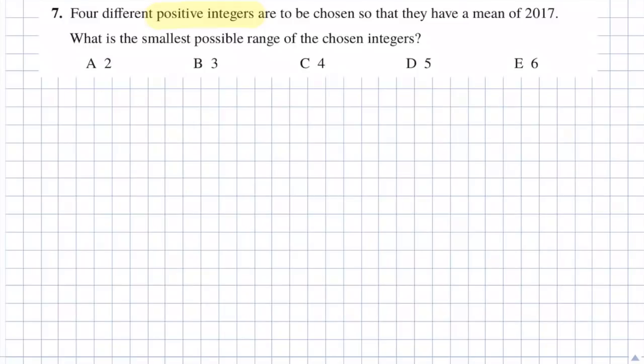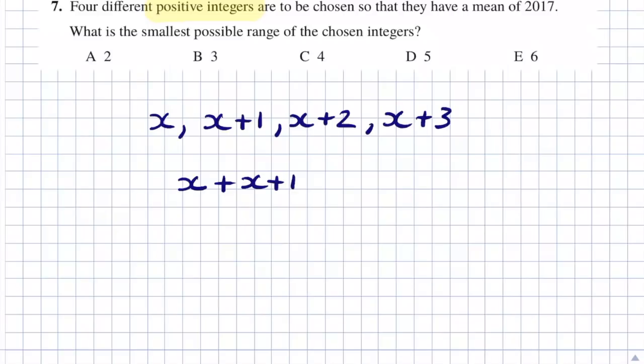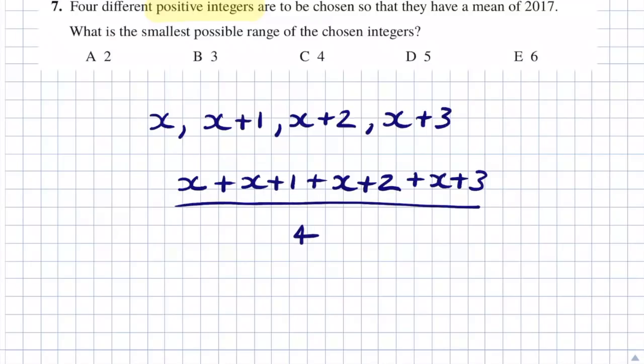So the key with this question is the fact that we've got 4 positive integers. The first test I'm going to do is say I've got 4 consecutive numbers: x, x plus 1, x plus 2, and x plus 3. They're all increasing by 1. If I took the mean, I would do x plus x plus 1 plus x plus 2 plus x plus 3, all over 4, equal to 2017. I'll solve for x, and if I get an integer, then my largest value is x plus 3, and subtracting x gives a range of 3, which would be my smallest possible range.